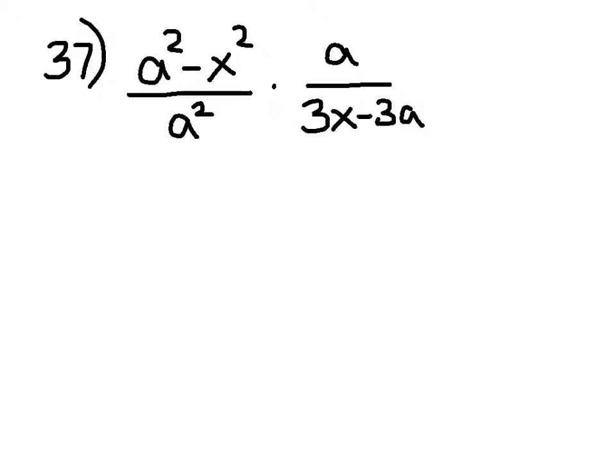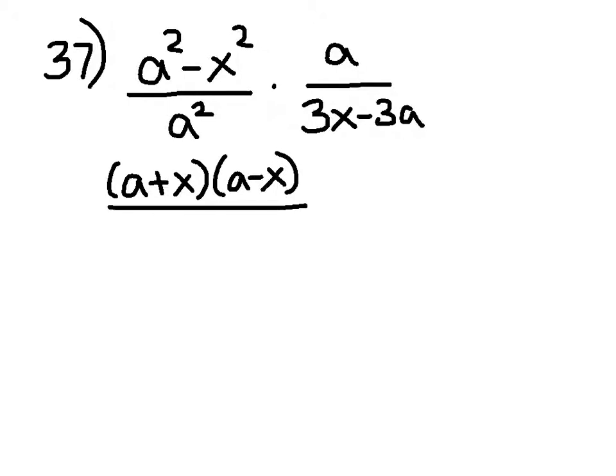So first thing I try to do is I try to factor. Now when I look at my numerator, I notice it's a difference of two squares. So that means I can factor that to be a plus x times a quantity a minus x. Now when I look at the denominator, I notice this is a monomial, so that will not be factored. So that will be over a squared times. Now in the numerator again, we notice it's a monomial, so it will stay as is. Now in the denominator, we have a binomial.